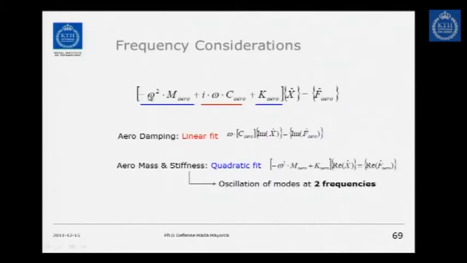Okay. So the frequency considerations, we can just take the aerodynamic influences there. Now you see we can only fit the frequency to a quadratic function, only the mass and the stiffness. But the aerodynamic damping is only related to one frequency, which is linearly related like that. So if we oscillate our mode shapes to 2 different frequencies, we can fit them nicely, but the damping is limited by the linear fit.